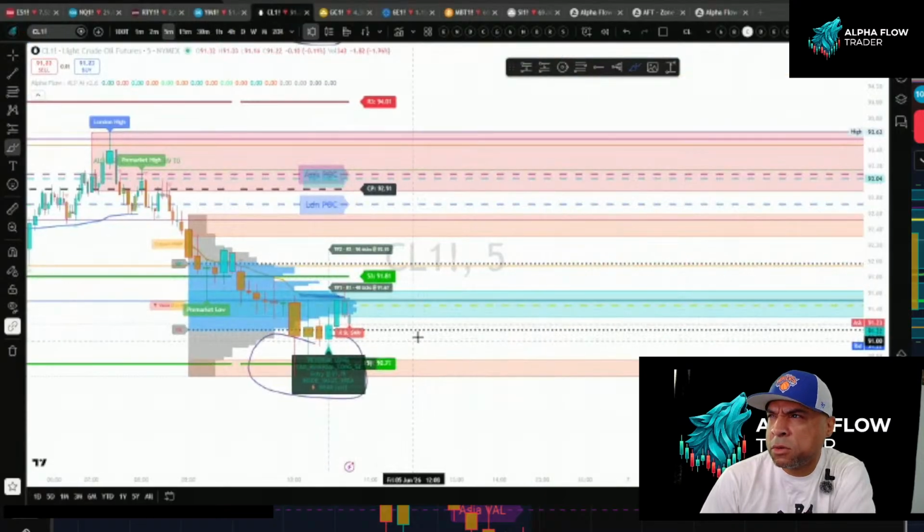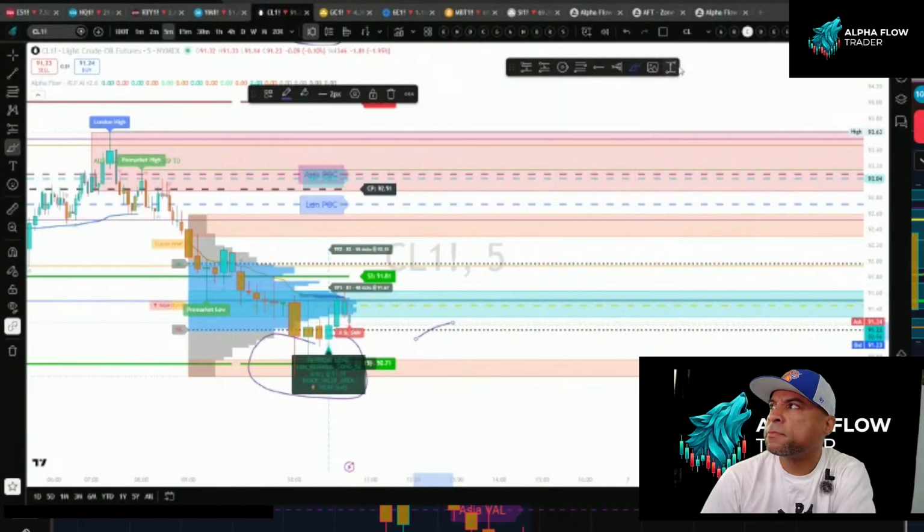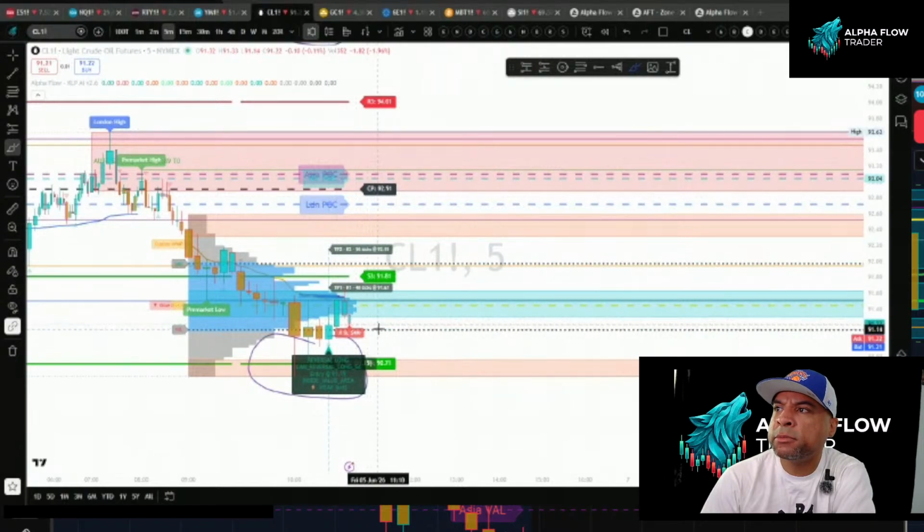All right, so it looks like oil did hit TP1 before stopping you out at break even, if you did move your stop to break even.